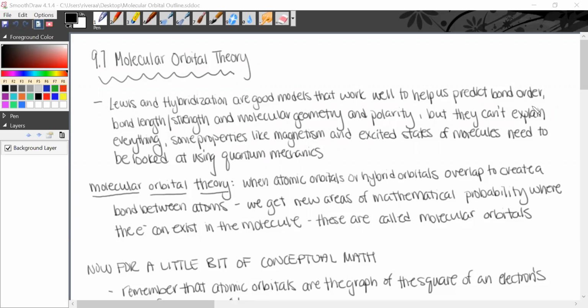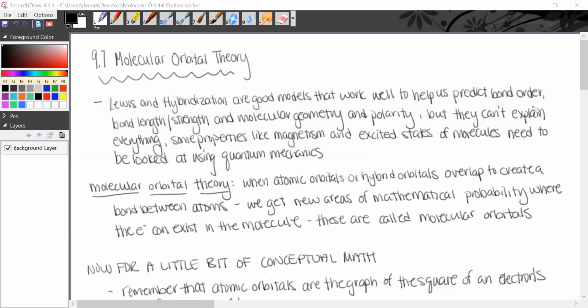Lewis structures and molecular geometries are super useful, but they don't tell us everything. There are a couple of things, like whether or not that substance is magnetic, how that substance can emit light by electrons moving up in energy levels and down in energy levels, just like atoms of an element can. Molecules can do that as well. We need a different model to explain those properties. And this model is called molecular orbital theory.